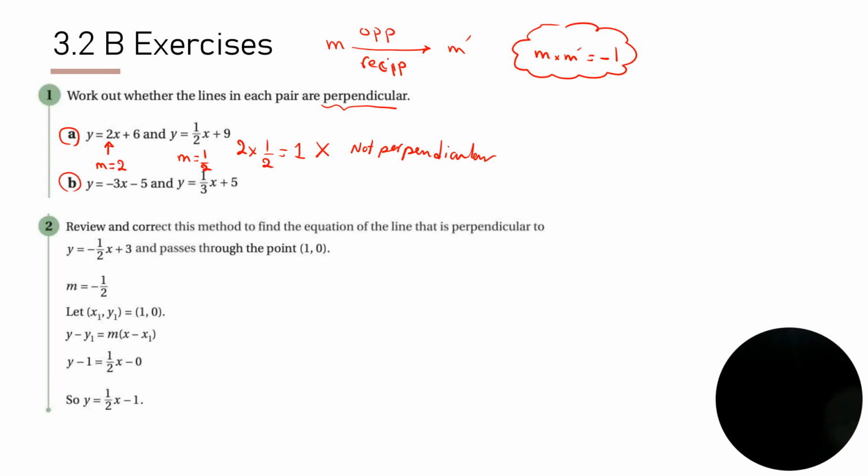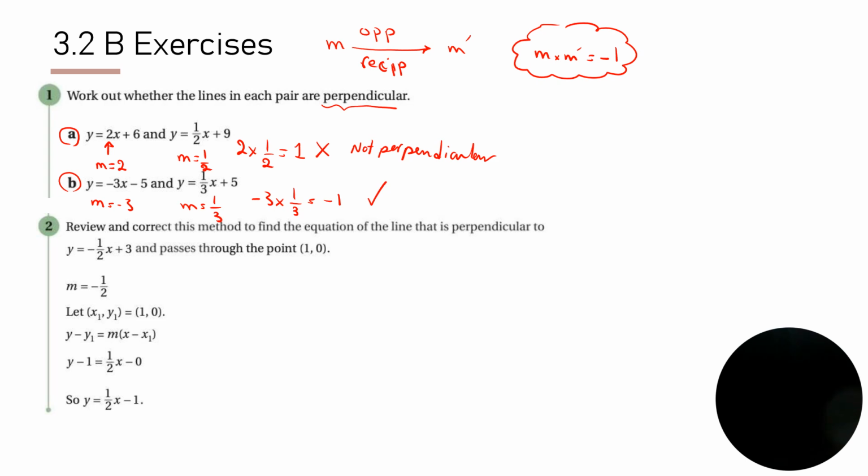Part B, y equals -3x minus 5 and y equals 1/3 x plus 5. The gradient of the first one is -3. The gradient of the second one is 1/3. Multiply the gradients. -3 times 1/3, it's going to be -1. Therefore, yes, the lines are perpendicular.